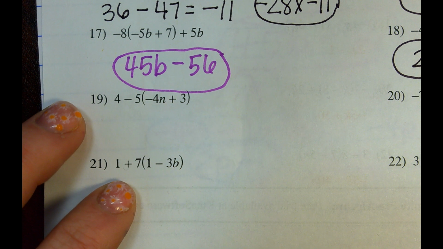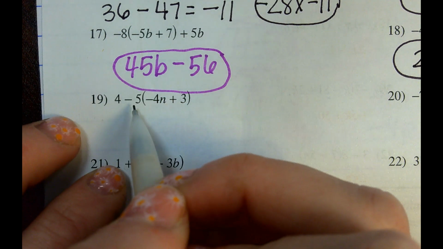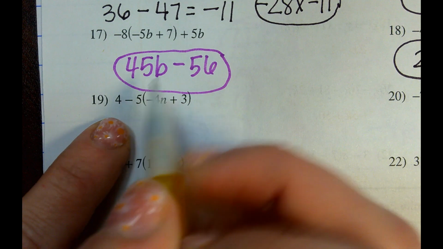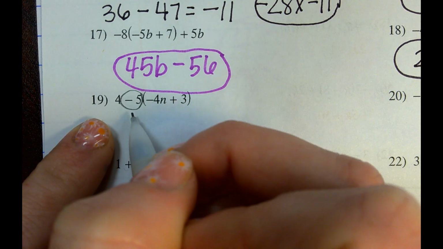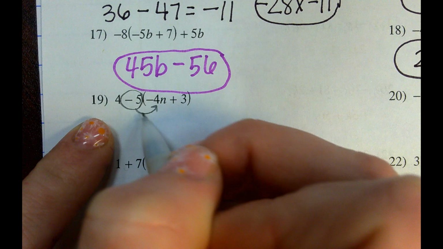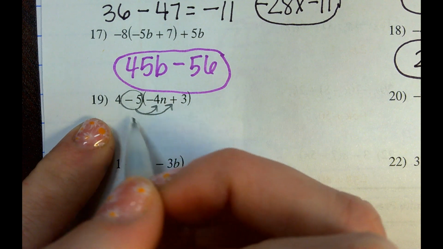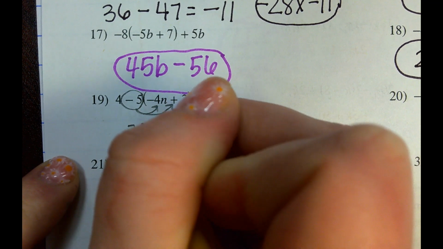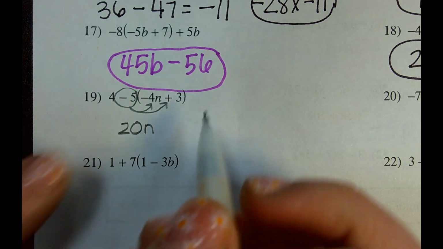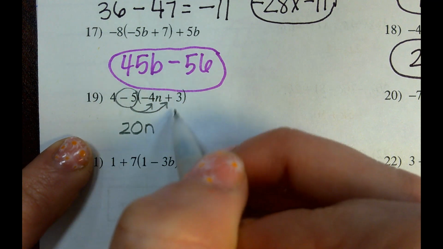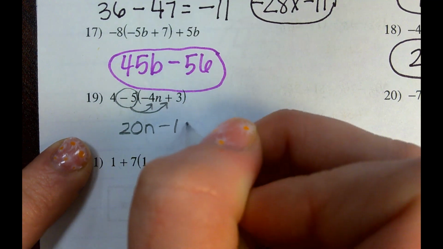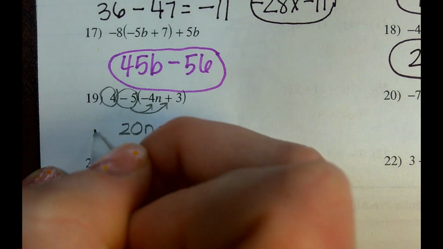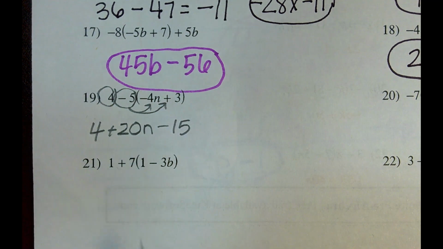Parentheses first. Minus 5 times negative 4n. So we're taking this minus 5 and it's being distributed. Negative 5 times negative 4n is positive 20n. And then negative 5 times 3 is negative 15. And what are we missing? We still have 4. That's a positive 4. So I'm going to bring it down: 4 plus 20n minus 15.